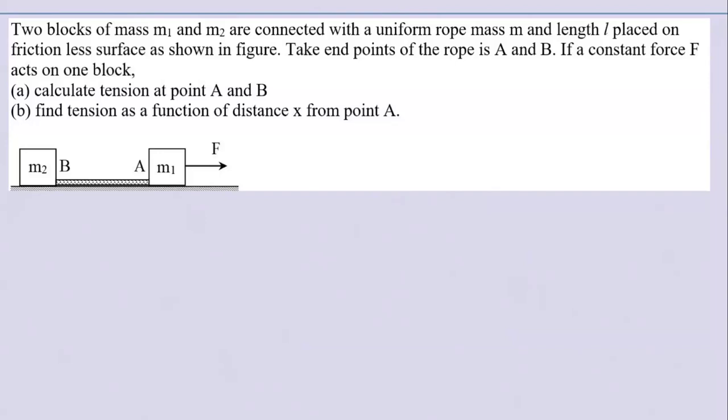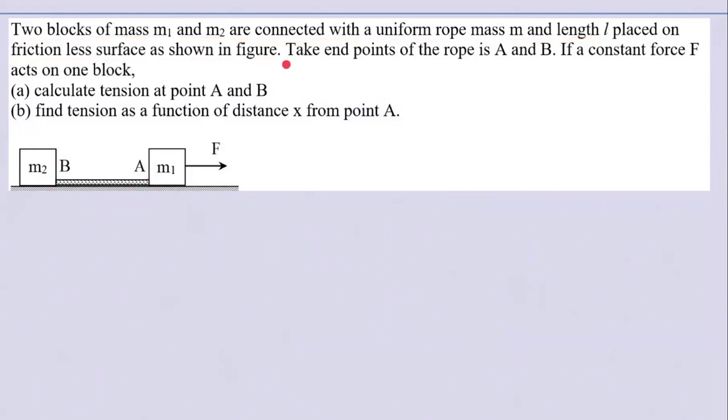This is a very interesting question where the connecting string will have some mass. How to deal with this? Two blocks of mass m1 and m2 are connected with a uniform rope of mass m and length L placed on a frictionless surface as shown in the figure.